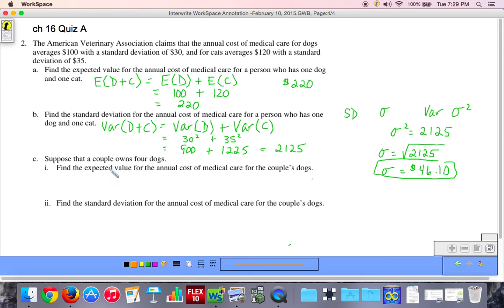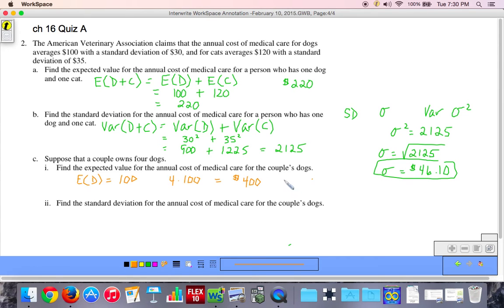All right, so part C. Suppose that a couple owns 4 dogs. Find the expected value for the annual cost of medical care for the couple's dogs. Well, we know the expected value of owning a dog is $100. And if you have 4 dogs, then the expected value of owning 4 dogs would be $400.